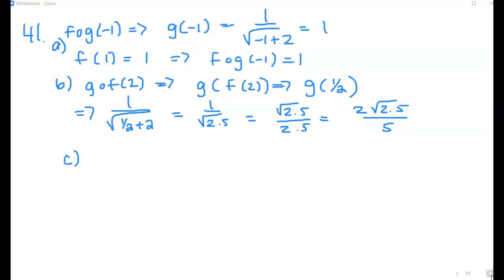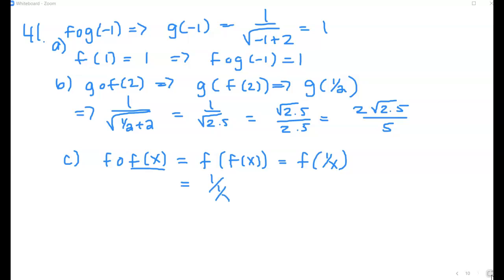Letter C says find f of x. So that's like plugging f of x into f. So it's like getting 1 over x. So we have to get our fraction out of the bottom. So you multiply by x over x, and we get x.